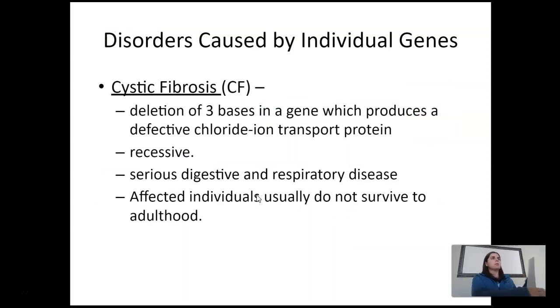Some disorders caused by individual genes. So we're going to look at several. The first is cystic fibrosis, which is abbreviated with CF. It is a deletion of 3 bases. So remember those A, T, G's and C's. So just 3 get deleted, and then you have this disease, and it produces a defective chloride ion transport protein, which probably doesn't mean much to most of you, but it basically causes serious digestive and respiratory issues. It's a recessive trait, so you would have to have it from both mom and dad in order to be expressed. Affected individuals with cystic fibrosis typically do not live into adulthood.